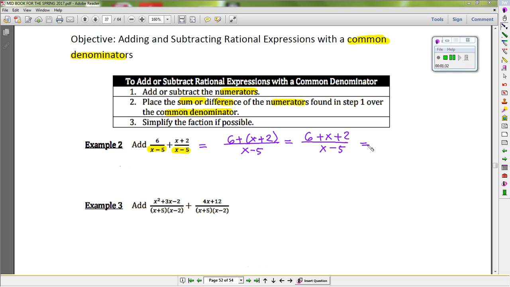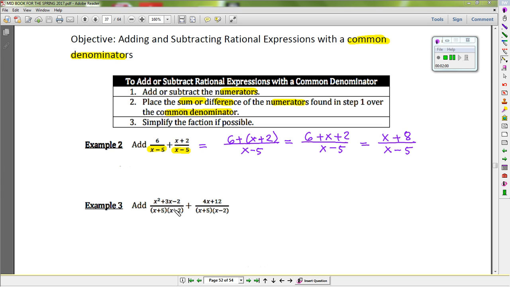Now I'm going to combine the like terms. The x has no like term, so it stays. 6 plus 2, the sum of the two integers, is 8. So our answer is x plus 8 for the numerator, and the denominator is x minus 5. If you cannot simplify it, if it's prime, then that's it. We are done. That is the sum of the two rational expressions with the same denominator.